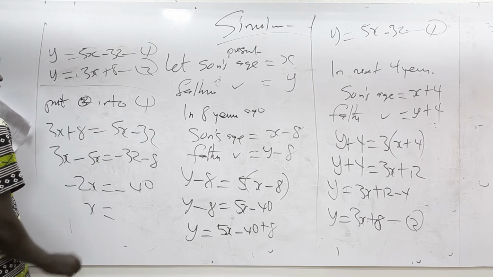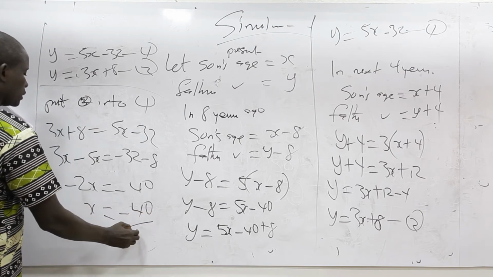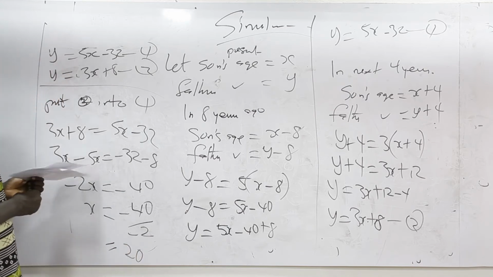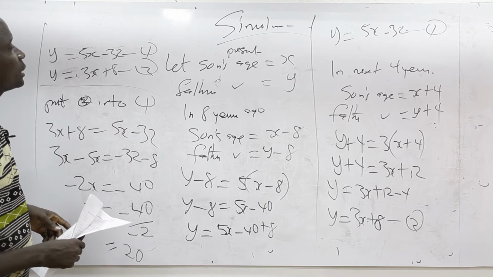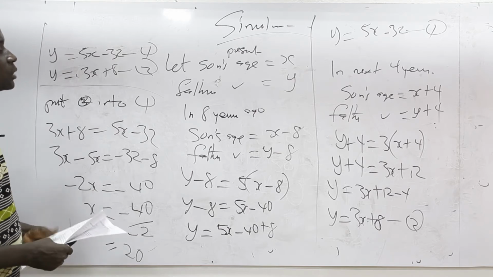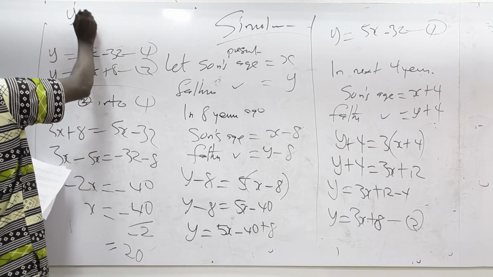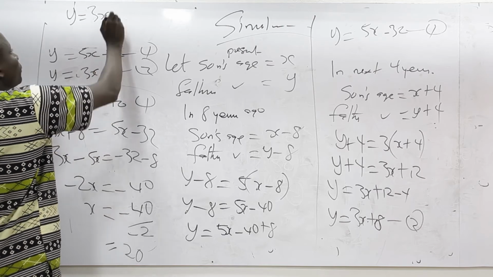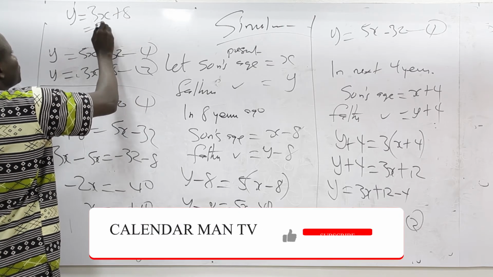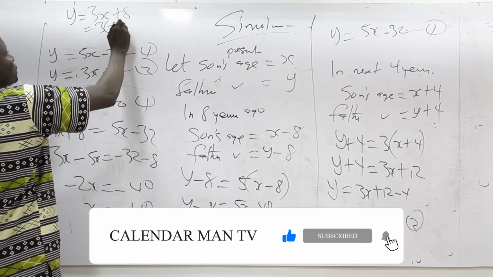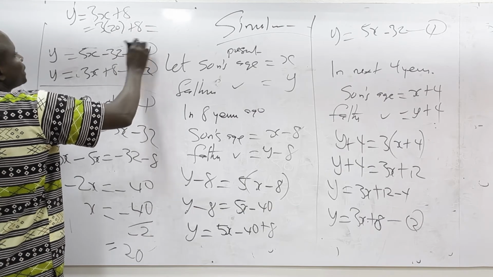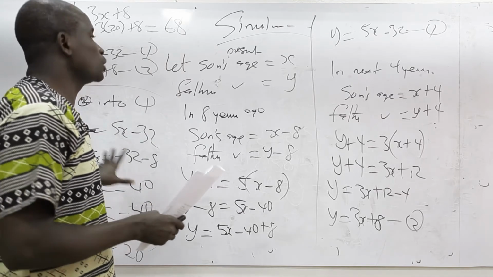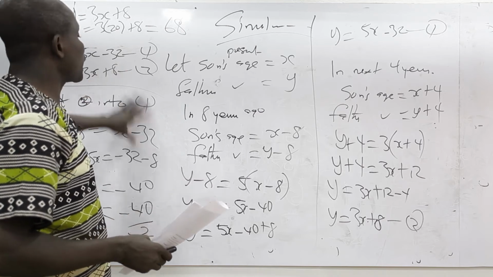And x is equal to negative 40 over negative 2. That will be equal to what? 20. So the x is 20. What about the y? Y, which is the father, will be what? Will be 3x plus 8. Okay, so 3 times 20 plus 8 will be 60 plus 8. Then that will be what? 68.